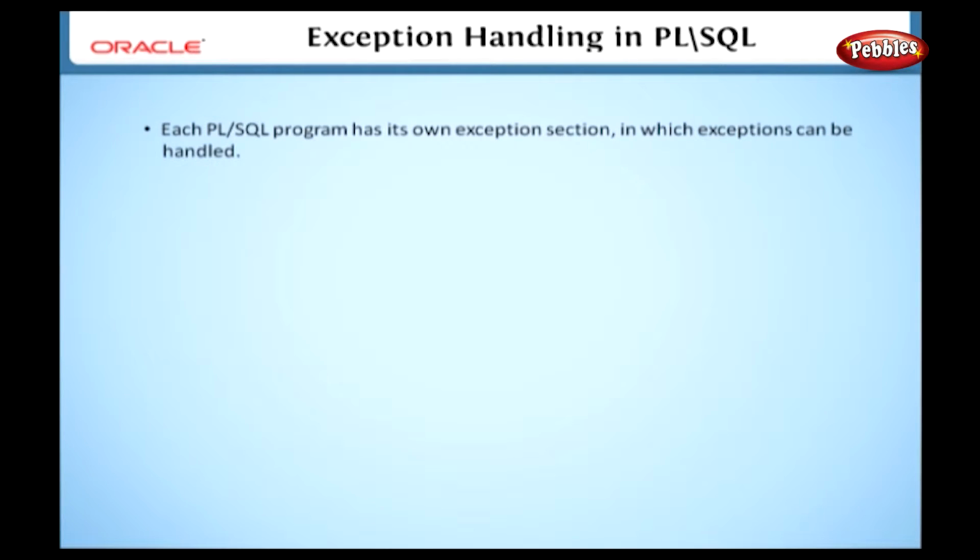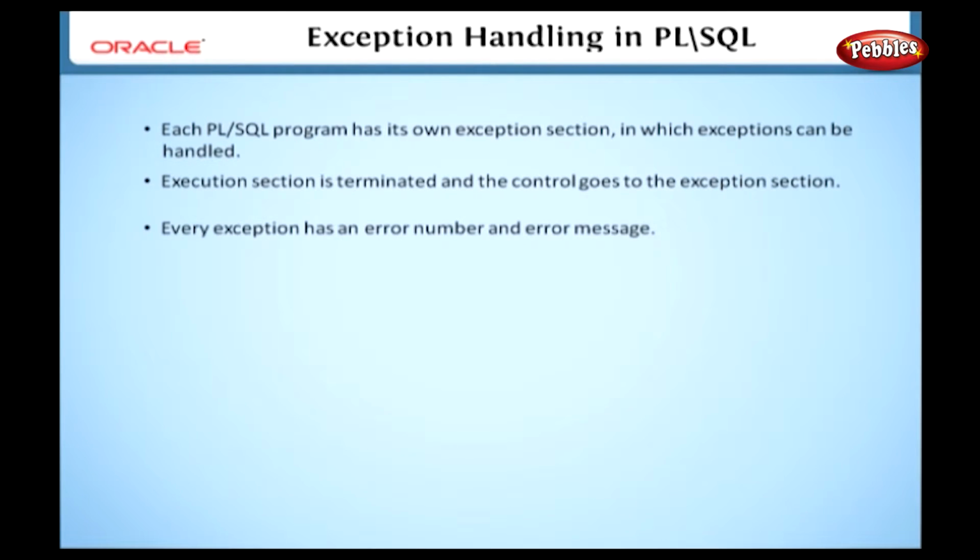Each PL SQL program has its own exception section, in which exceptions can be handled. When any exception occurs in a PL SQL block, the execution section is terminated and control goes to the exception section. In PL SQL, every exception has an error number and an error message. These exceptions are divided into different types. Here we will see each of them in detail.